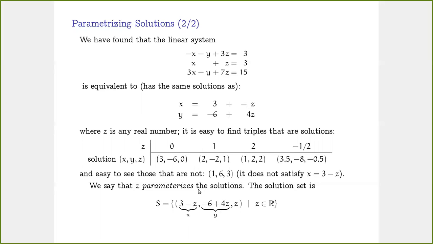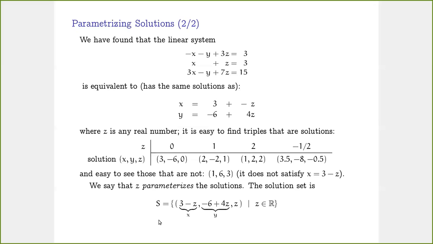So here's how we write the solution set. It's all the triples where the order of variables in the triple is always the same as the order in the linear system. So we have the x term here, 3 minus z, the y term, minus 6 plus 4z, and z, which is just z. This form is much superior to the previous forms because there's no constraint. I just put in z and read off one of the answers.